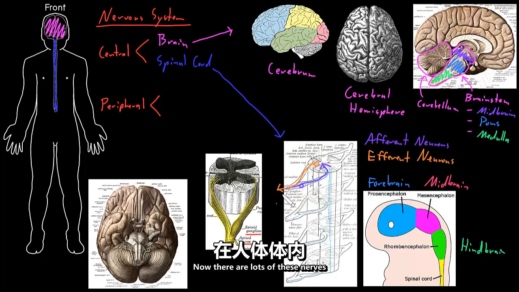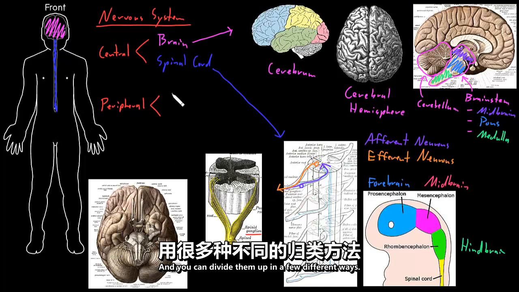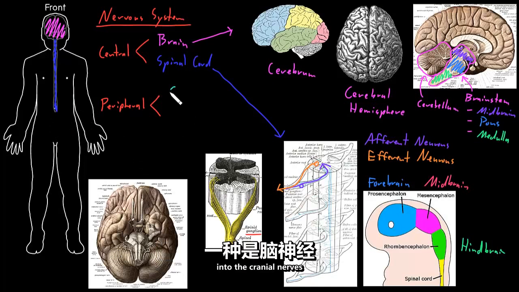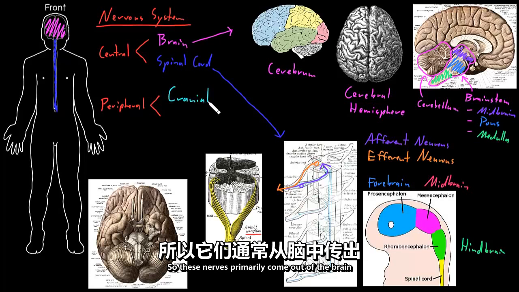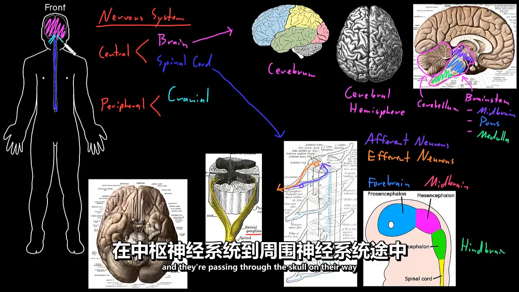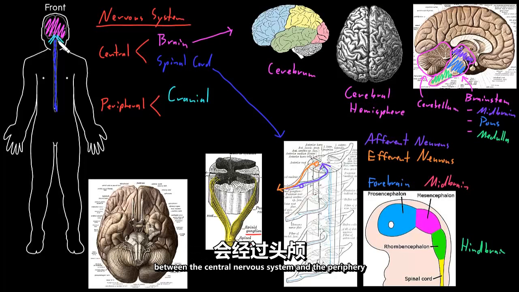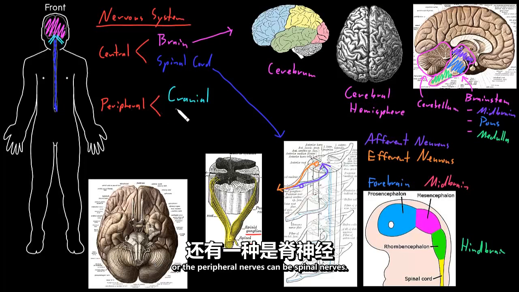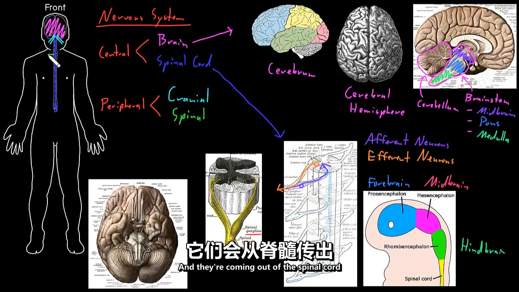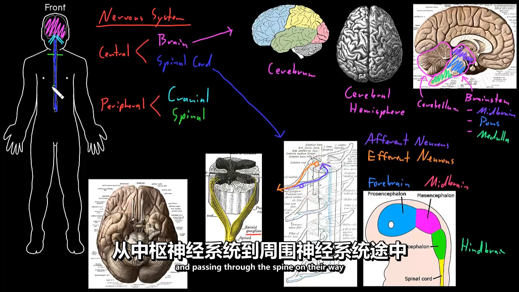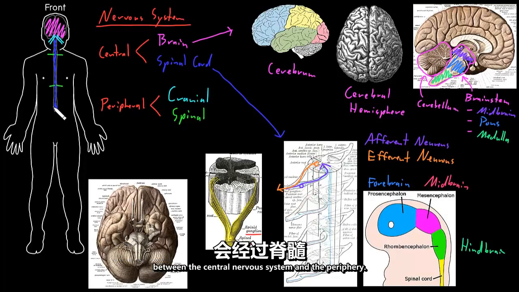Now there are lots of these nerves that are going all over the body, and you can divide them up in a few different ways, but we usually start by dividing them into the cranial nerves, which are nerves that exit the skull or the cranium. So these nerves primarily come out of the brain, and they're passing through the skull on their way between the central nervous system and the periphery. Or the peripheral nerves can be spinal nerves, and they're coming out of the spinal cord and passing through the spine on their way between the central nervous system and the periphery.